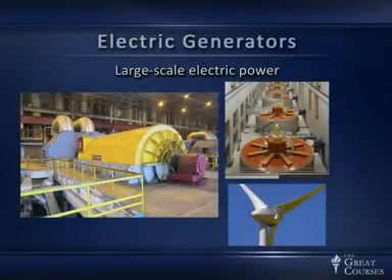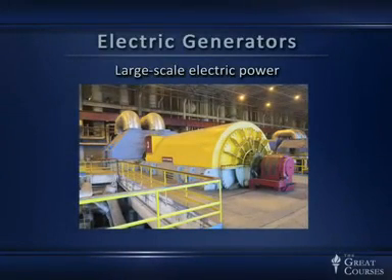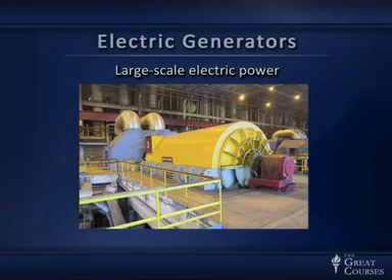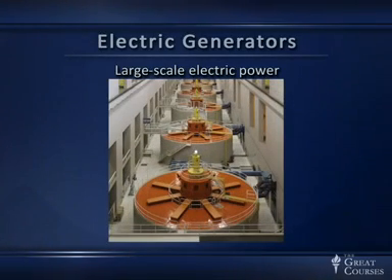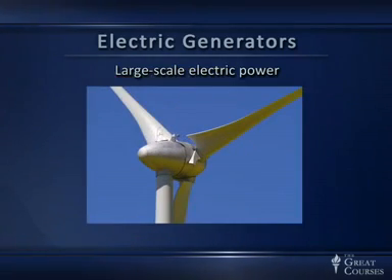Here are generators in large-scale electric power plants. The one on the left, the top, is in a steam-powered power plant, could be a coal or nuclear plant. You see great big pipes at the back bringing in steam that turns a turbine, that turns the structure in the front, which is an electric generator, spinning coils in a magnetic field. Similar generators in a hydroelectric station, and the wind turbine is a smaller example of an electric generator.